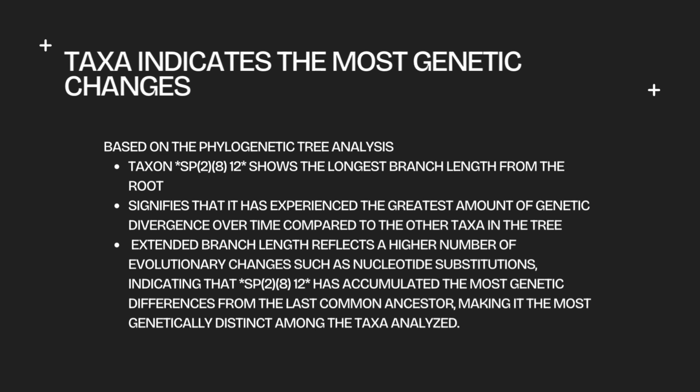This extended branch length reflects a higher number of evolutionary changes such as nucleotide substitutions, indicating that species 2 subgroup 8 sample 12 has accumulated the most genetic difference from the last common ancestor, making it the most genetically distinct among the taxa analyzed.